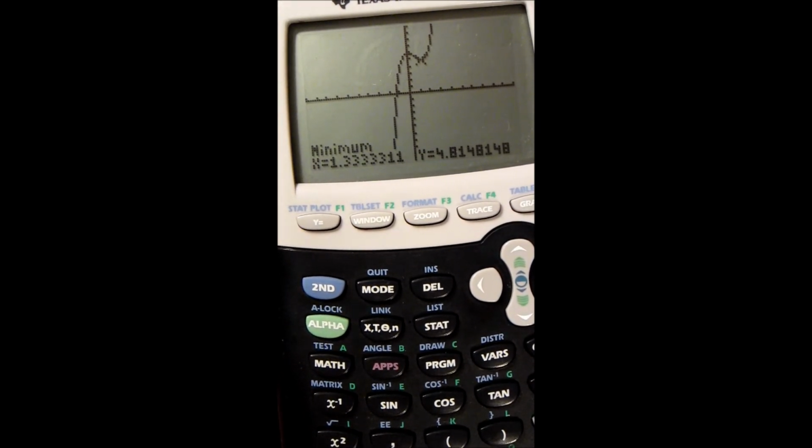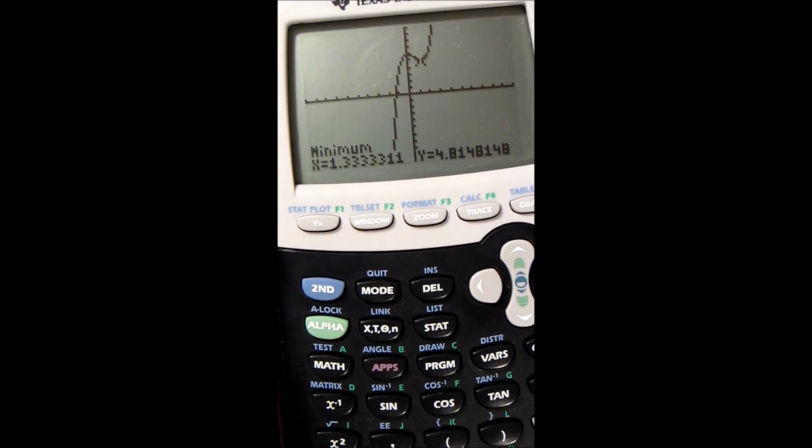So your minimum point is x equals 1.3 and y equals 4.18. Then you put it in the formula, which is y equals ... at x equals ... So your final answer will be y equals 8.1 at x equals 1.33. And that's how you find the minimum.